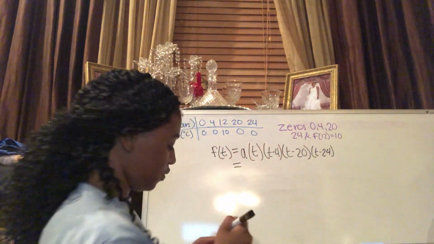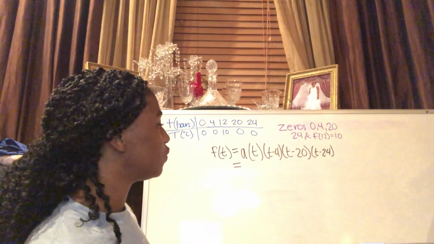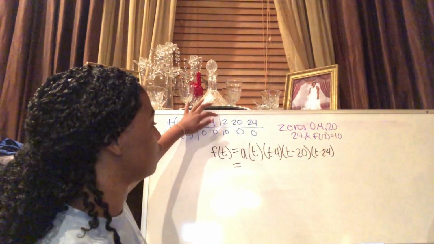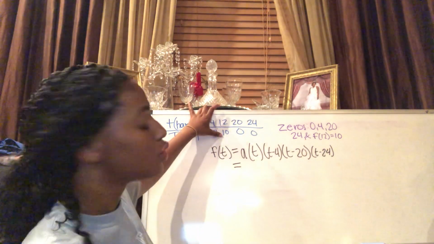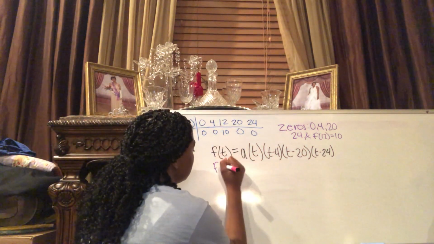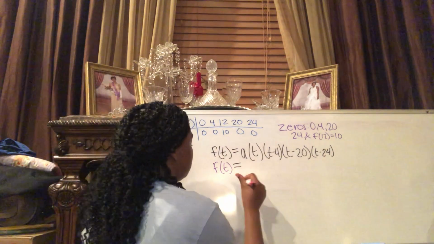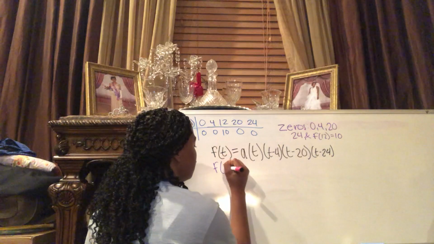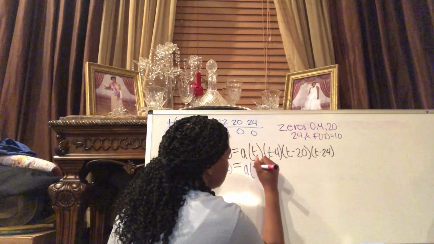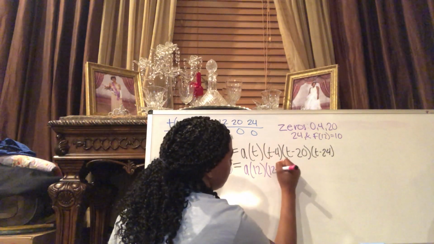So the very next thing, I'm going to change colors, I think. Okay, so the very next thing that you want to do, the chart gives us some key information that we can use. It's the fact that 12 has a value. So we're going to plug in 12 for t. So f of t, and then f of 12. So then you continue to have a, and you do t is 12, it's 12 minus 4.